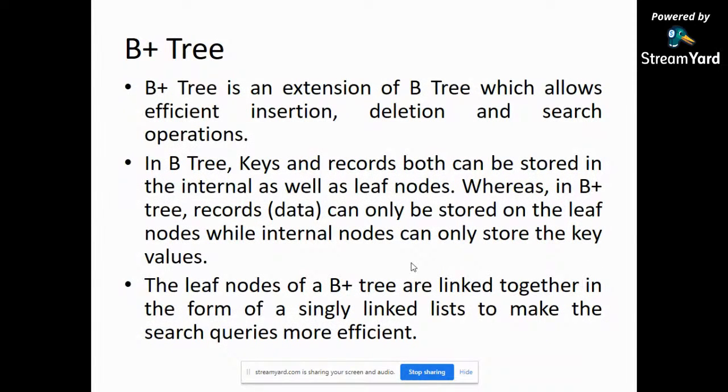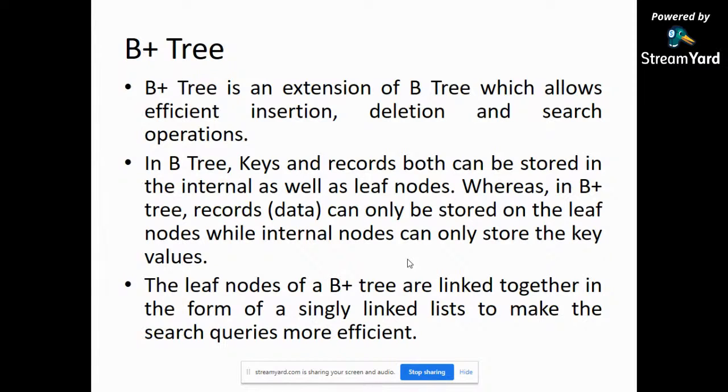Now next is B plus tree. This is also a B tree, but with some different features. This is a more advanced tree. After studying B plus tree, we'll see the difference between B tree and B plus tree, because the function of both trees is the same. Both trees are used for storing index, but the way in which the index values are stored is different. It is more efficient in B plus tree.